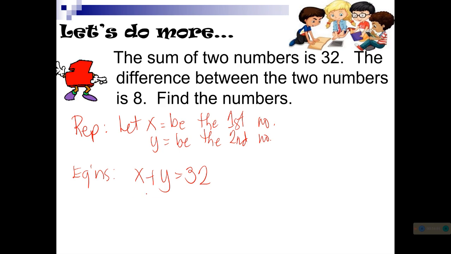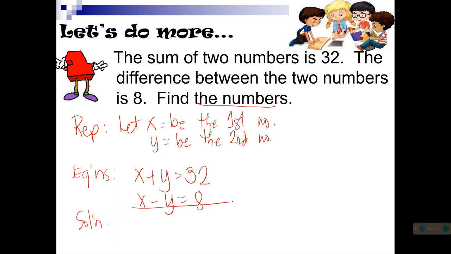So what will be our equation there? Correct. We have x minus y equals 8. So we are going to find the numbers. Since we already have our equation, what method is applicable for you to solve this? Yes, you are going to have elimination. So for our solution, we have to use elimination.